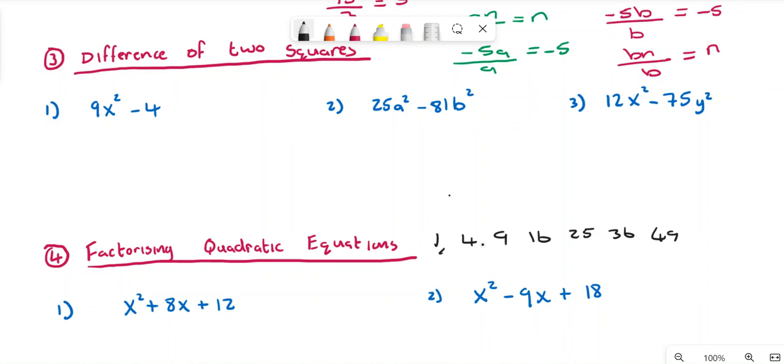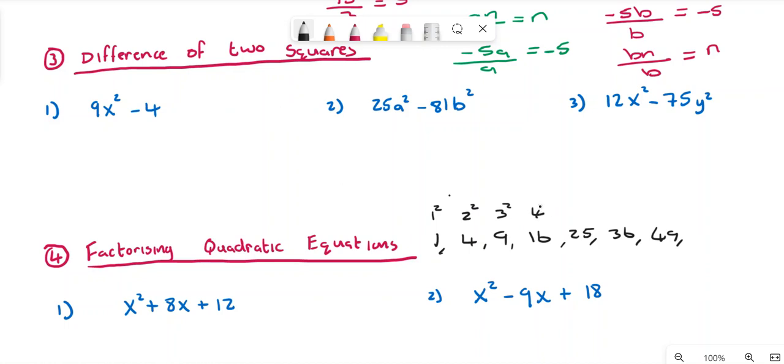So these are what are known as square numbers. What we can do is write them in square form. For example, if we write 1 in square form, it's just 1 to the power of 2. So 1 by 1 gives me 1. This is 2 to the power of 2, so 2 by 2 gives me 4. This is 3 to the power of 2, so 3 by 3 gives me 9.